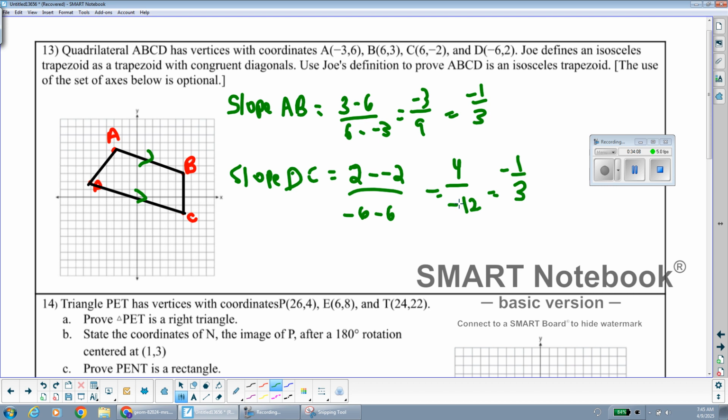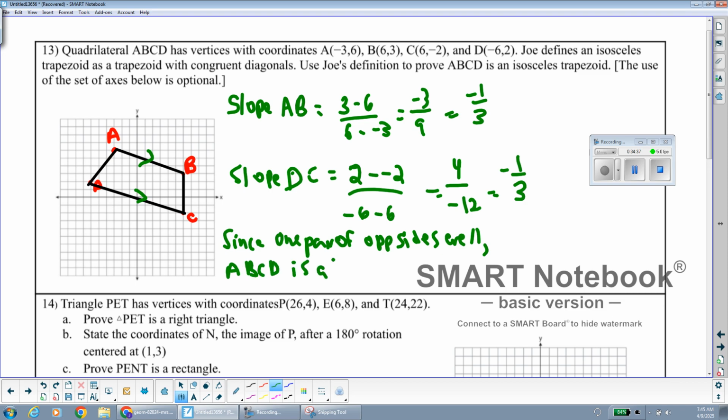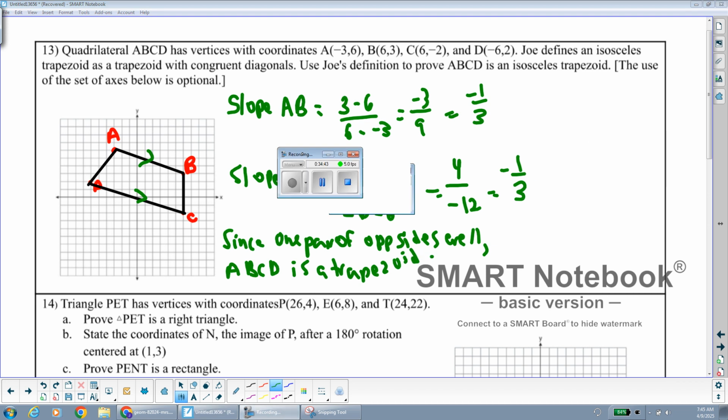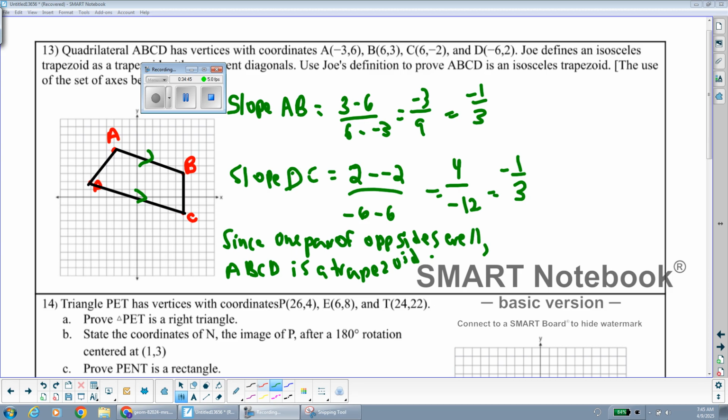It doesn't matter if your negative is in the numerator or the denominator, it's the same, because it's something positive divided by something negative. So I just pull it out and put it in front most of the time. It's the same thing, it's just a negative number. Okay. So since one pair of opposite sides are parallel, ABCD is a trapezoid. And you can say instead, since the bases are parallel, it's a trapezoid.